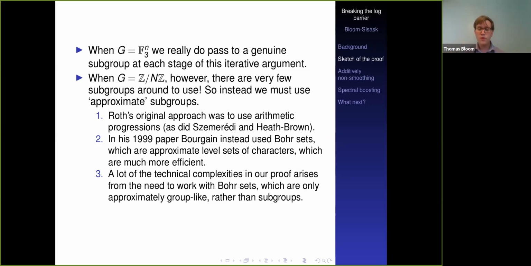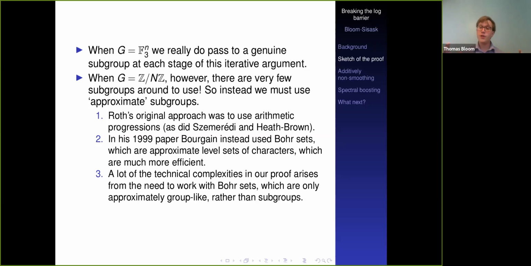Unfortunately, although these Bohr sets are definitely the right objects, and really beautiful objects to work with, there's a lot of fascinating theory about them, and they're used all over the place, not just in studying Roth's theorem, but all over additive combinatorics and beyond. They are definitely not actually subgroups, right? In some senses they are approximately subgroups, and in some senses they are very much not like subgroups at all. So most notably, their doubling constant isn't necessarily small.